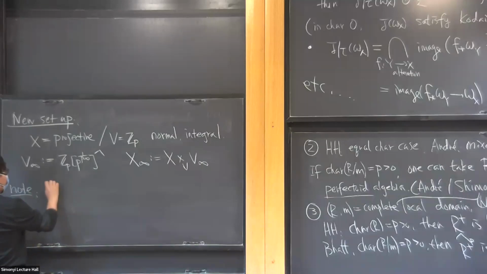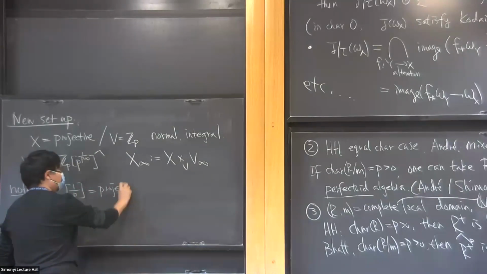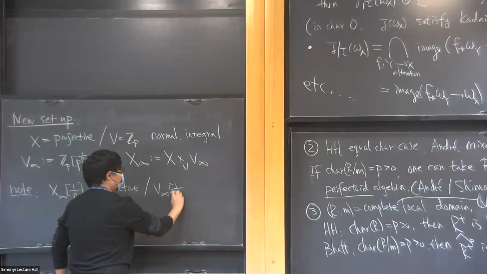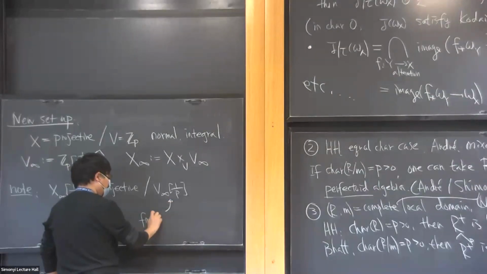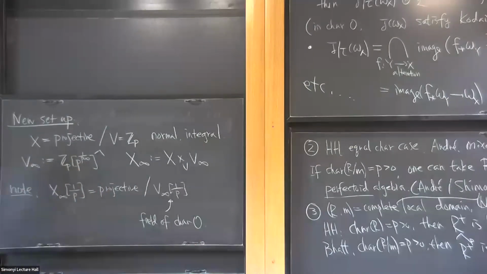The generic fiber is finite type over a field, so this is projective, and this is a field of characteristic zero. Okay, so the generic fiber is projective over a field.